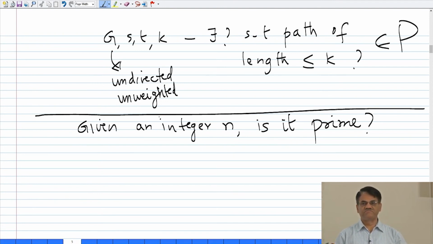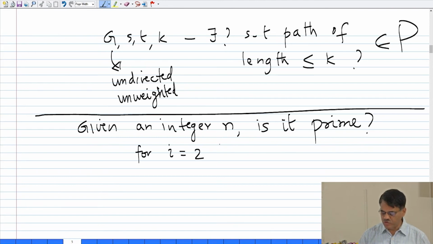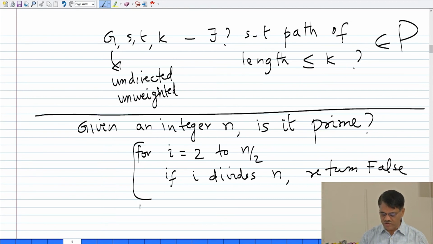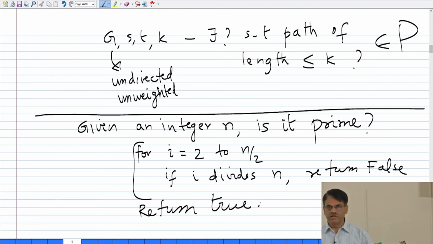Can you give me a simple algorithm for this? You know what a prime number is? So, what would be a simple algorithm for this? Not 1, from 2 to, because by definition, yeah. So, for i going from 2 to n by 2, if i divides n, return false, and if you come out successfully without returning, then you will return true. Right? Why is it enough to go only up to n by 2?